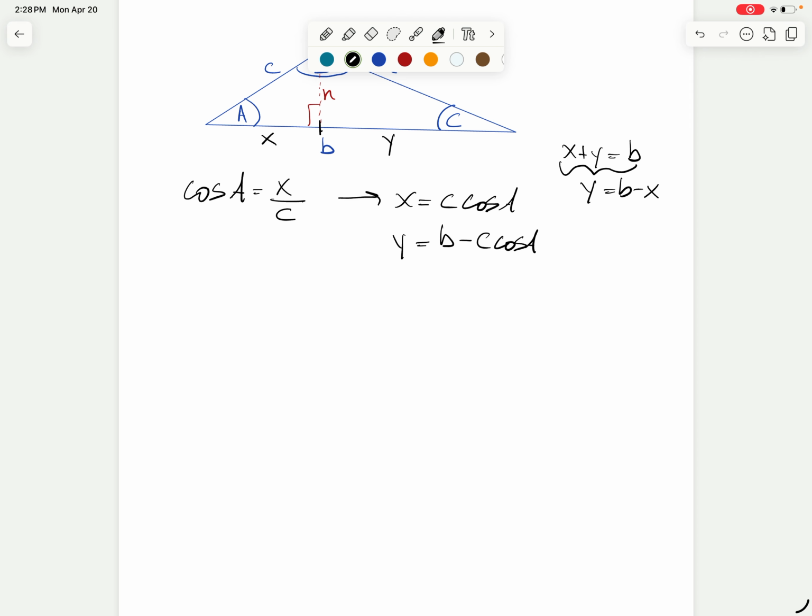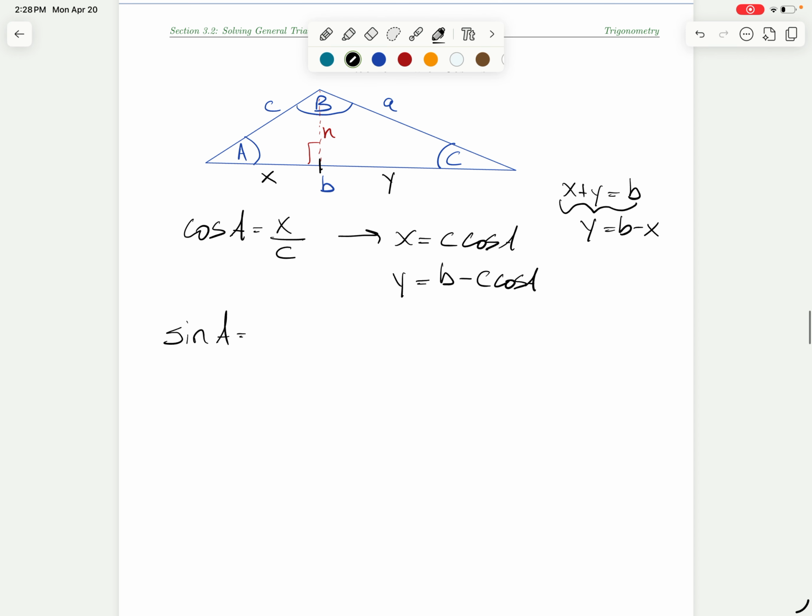Now let's look at the sine of angle A. I'm going to get opposite over hypotenuse, so h over c. And so I end up with, of course, h is c times the sine of A. That kind of feels familiar. It feels like the law of sines. Now we look at this little part of the triangle. This is a right triangle.